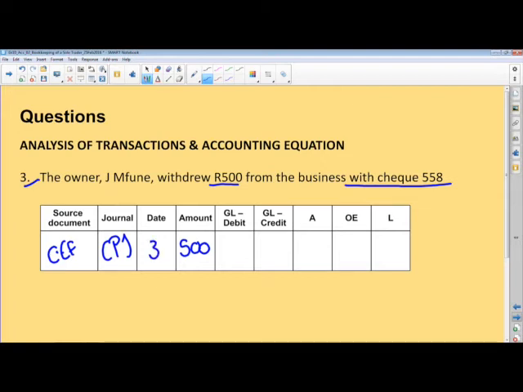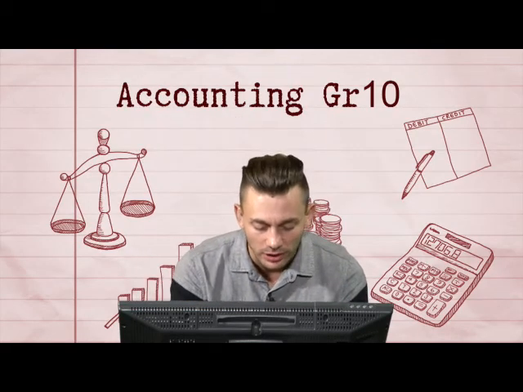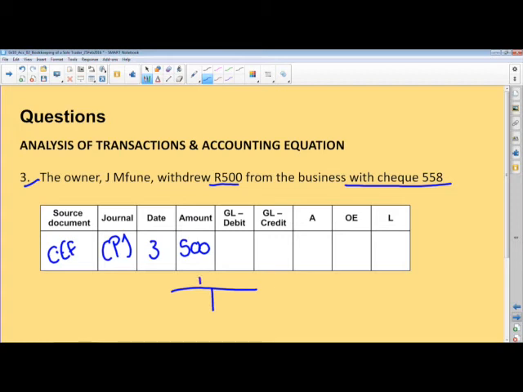Now, what happened with your cash? Remember, bank is the asset. Now, I like to draw the T accounts. It just helps me a bit. So bank is an asset. We know bank is an asset. We studied it. It's a plus minus. Do we have more money now or less in the business? The owner took, right? So there's less money in the business. So let's say bank goes down.